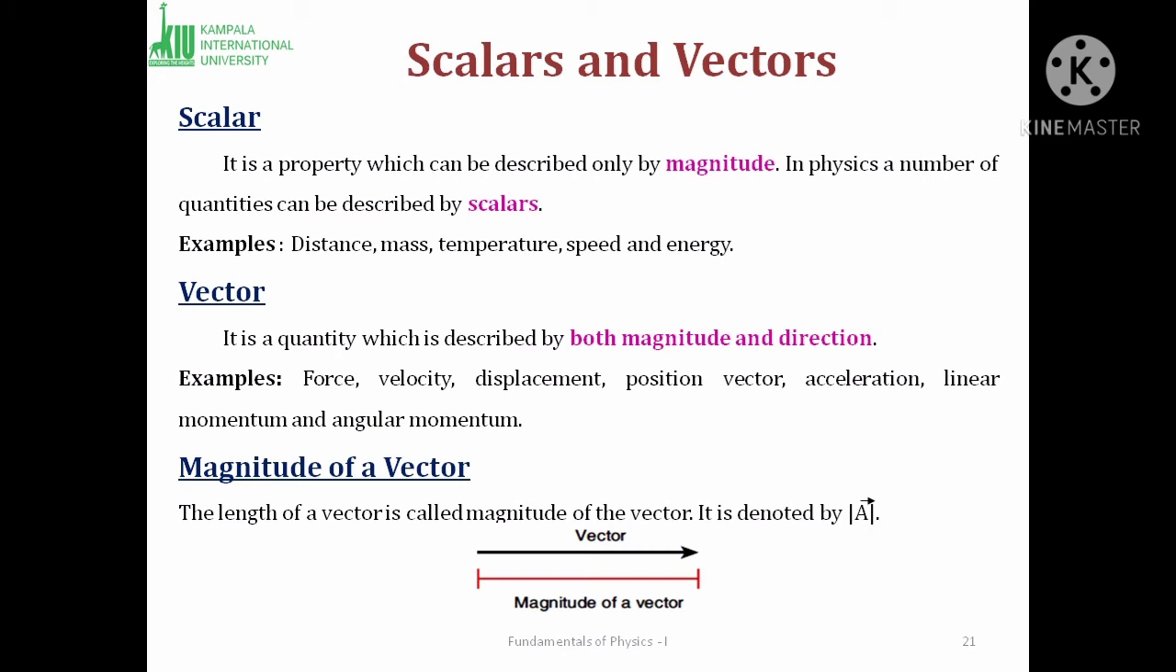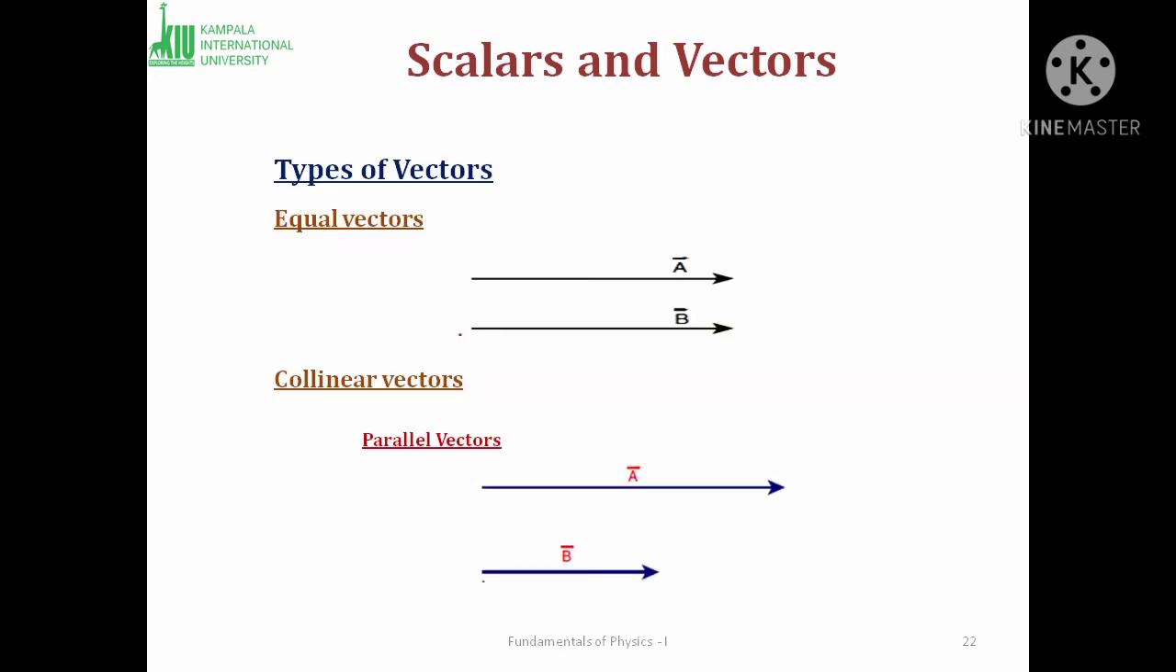Then magnitude of a vector. The magnitude is also called the norm of the vector, or the length of the vector. The length of the vector is the magnitude of the vector, and it is always a positive quantity. It is denoted by modulus of vector A, right? There are different types of vector: equal vector, collinear vector, unit vector, orthogonal vector, right?